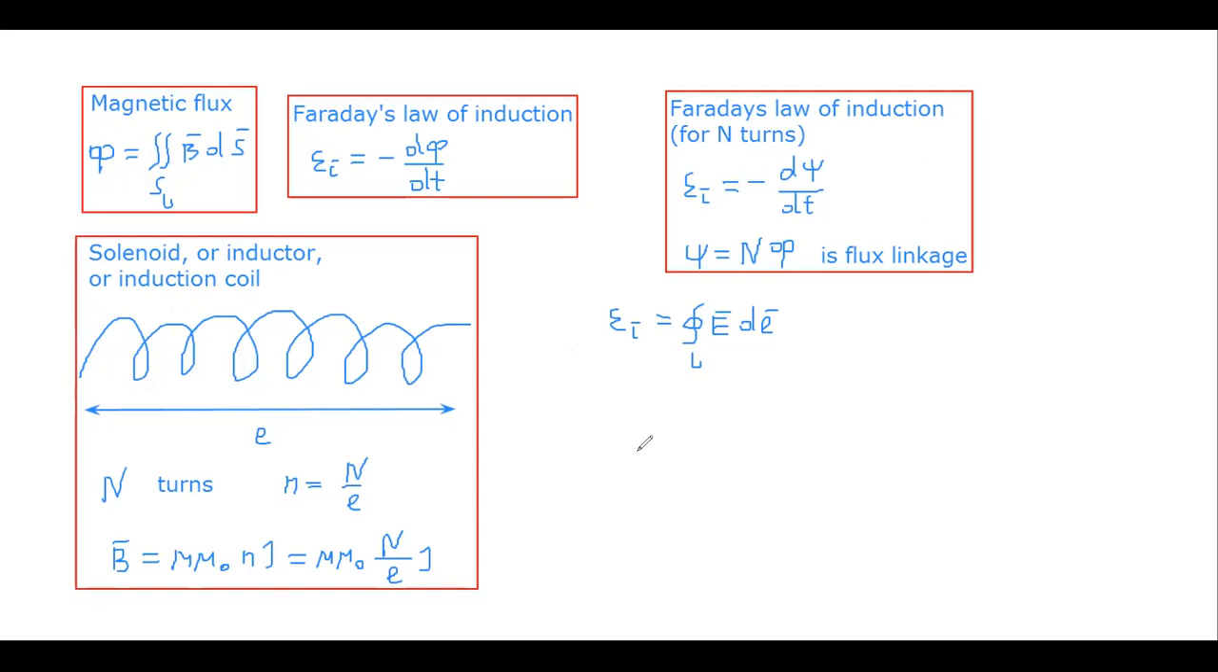The difference is that the electrostatic field is the part of the electric field that is produced by fixed electric charges. Fixed means that they don't move. Electromotive force can be written in this way, and we have magnetic flux here.